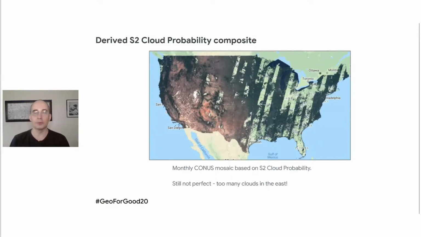This is one of the examples of the derived data. This is a mosaic of Sentinel-2 imagery of the continental US in 1 month of 2019. And we can see that in the western half, where there are a few clouds, we have all the pixels. And in the eastern half, sometimes all the images were too cloudy, and so sometimes we are dropping data.